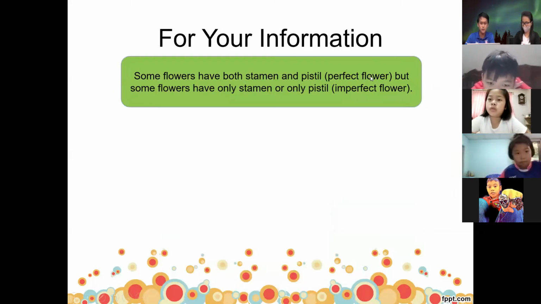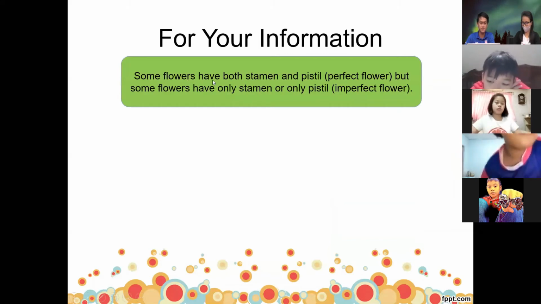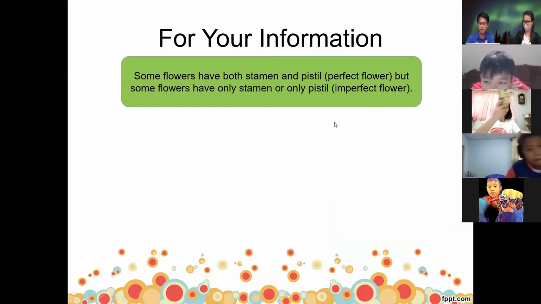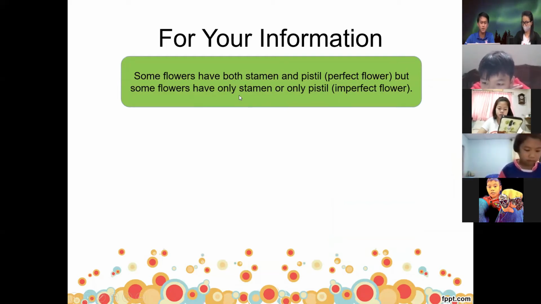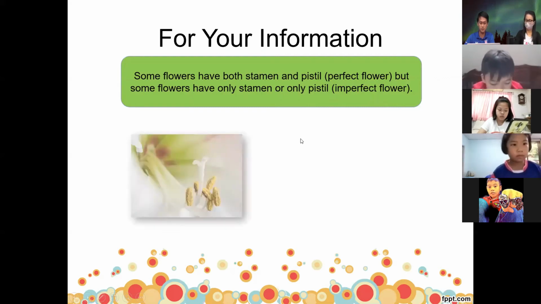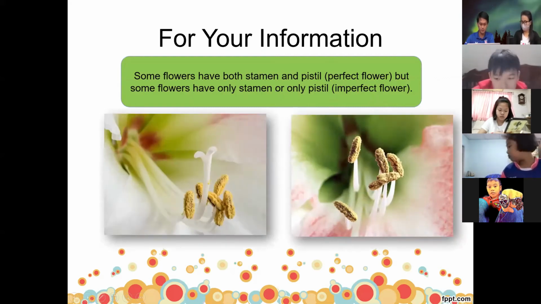For your information, some flowers have both stamen and pistil, which are called perfect flowers. But some flowers have only stamen or only pistils. They are called imperfect flowers. Look at the example.